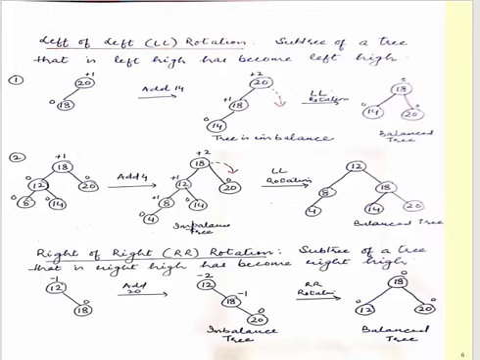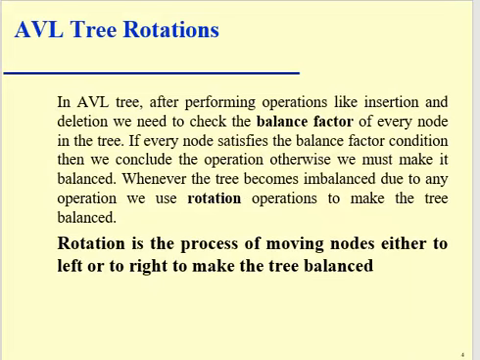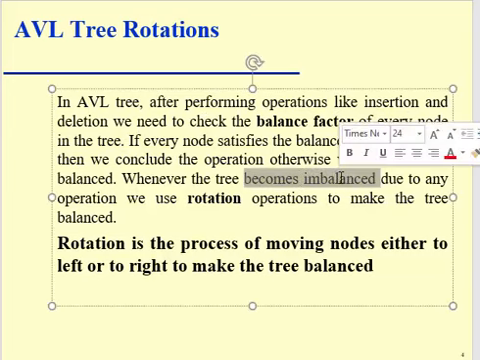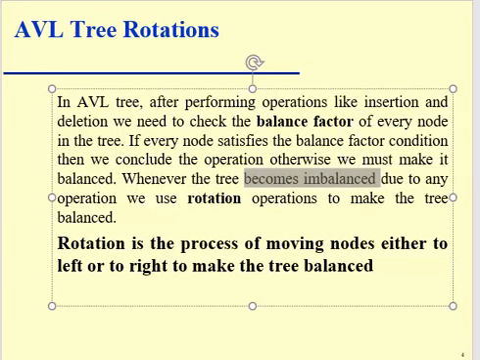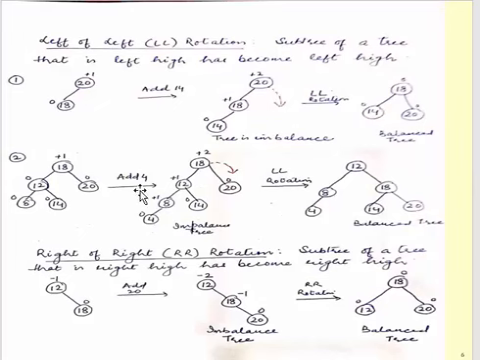Now I'm going to the previous slide. Just see, I had told you that while performing operations like insertion and deletion, some of the nodes become imbalanced. That is what I have told you in this example. This is becoming imbalanced. Now we have to balance this. Now how to do this?